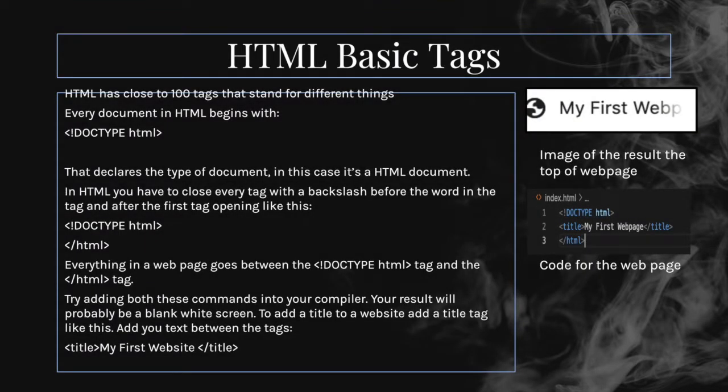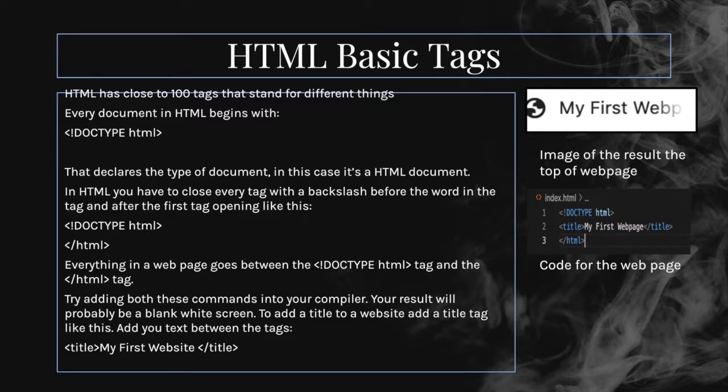Every document in HTML begins with <!DOCTYPE html>. That declares the type of document. In this case, it's the HTML document. In HTML, you have to close every tag with a backslash before the word in the tag, like this. Everything goes between the doctype HTML and the end HTML tag.